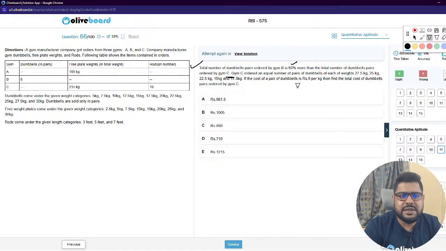Gym C. I don't know about the dumbbells. Ordered equal number of dumbbells of 27.5 this. One second.